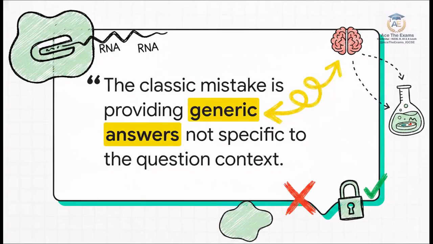And this brilliantly illustrates our next major point, straight from the examiners themselves. The classic mistake is providing generic answers not specific to the question context. Always link every point to the given scenario. Failing to link RNA polymerase activity to the specific experimental data provided in the question, that is a fatal error. Honestly, it doesn't matter how incredibly well you understand transcription. If you don't apply it to their specific context, you are going to lose those marks.